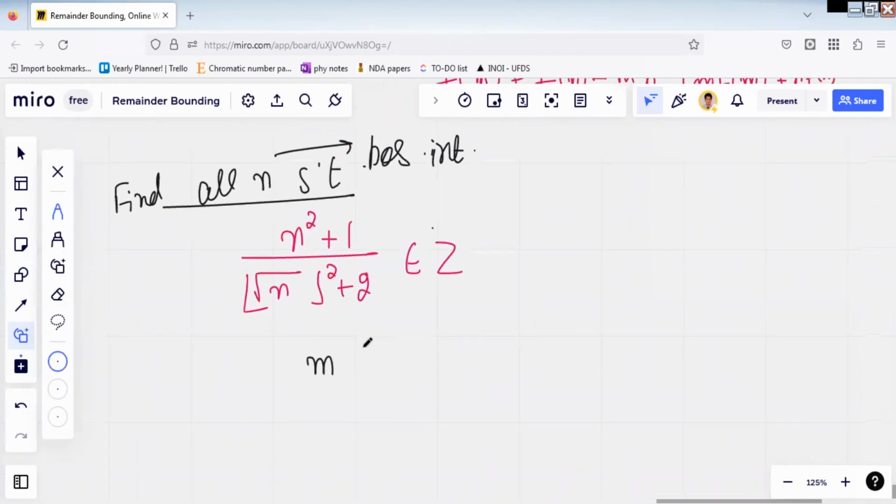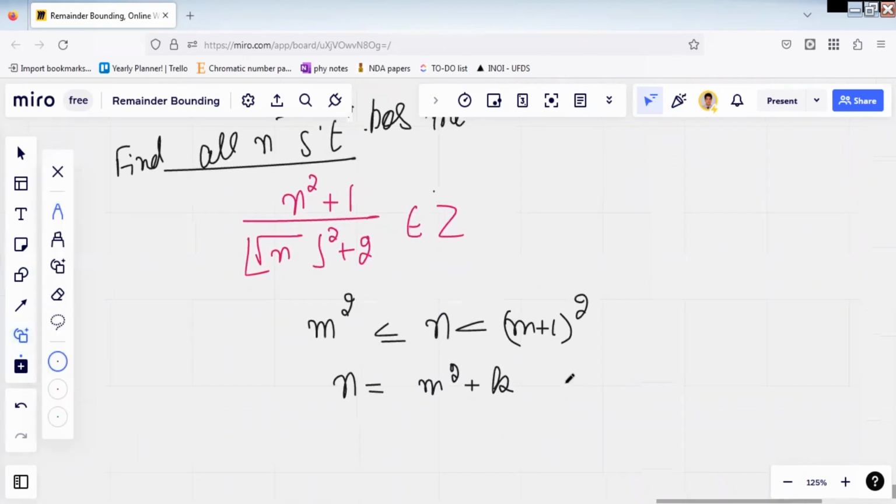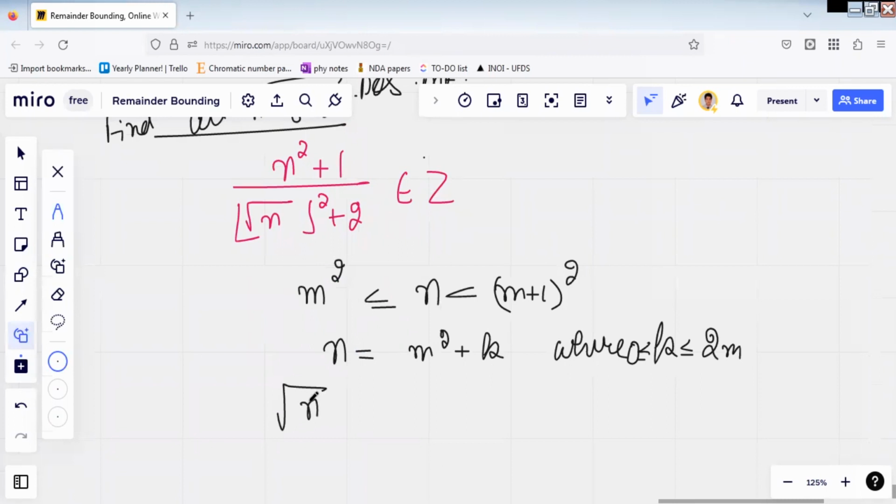Yes, as well. So instead of q, I'll just use m. So m squared is less than or equal to n, which is less than (m plus 1) squared. So we can let n equal m squared plus k, where k is less than or equal to 2m and greater than or equal to 0. So now root n must be m, so this squared should be m squared.